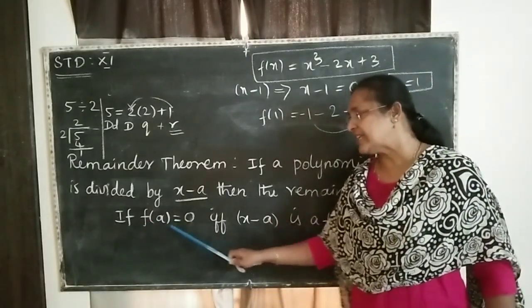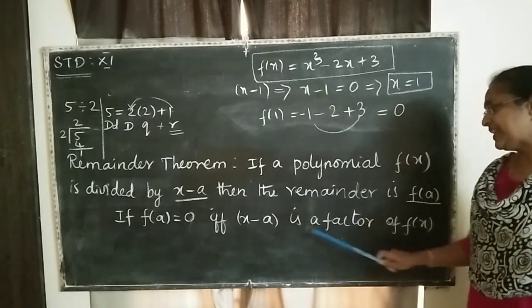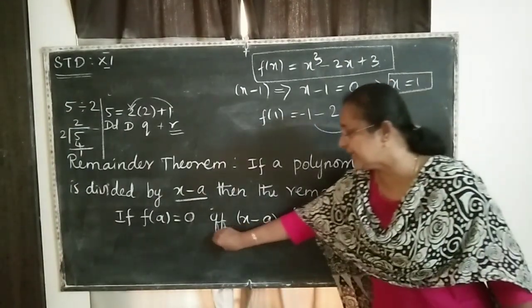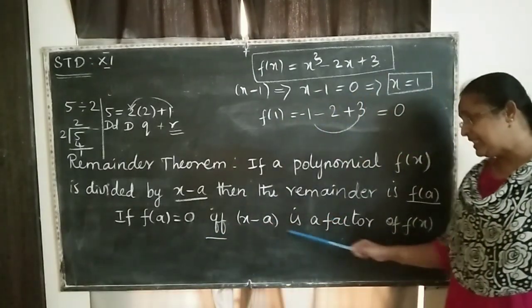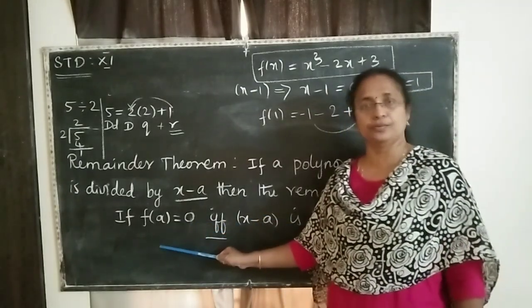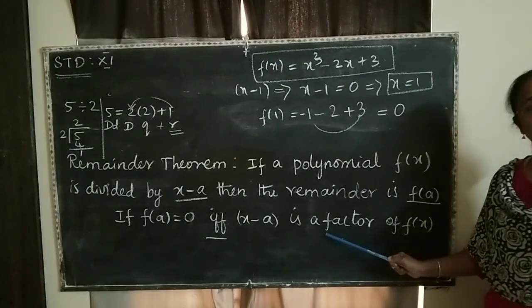If f of a is equal to 0, if and only if x minus a is a factor of f of x. So look into this if and only if condition. What does this if and only if condition mean? If this part is true, automatically this part will be true. Is it clear? Simultaneously, if this is true, automatically this will be true.